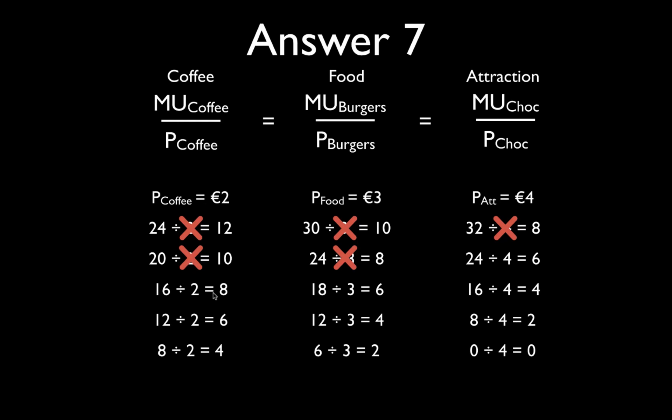Is he going to buy the third coffee, the third bit of food, or the second attraction? Well, 8 is higher than 6 and 6, so he's definitely going to be, in that case, the third coffee.